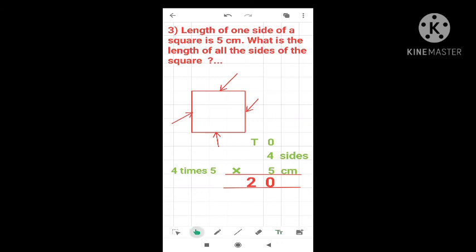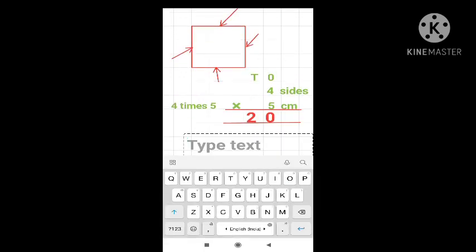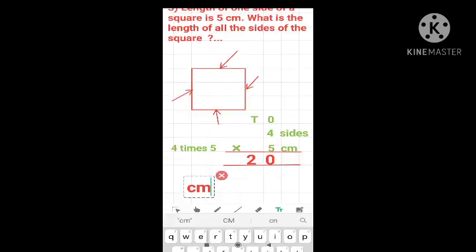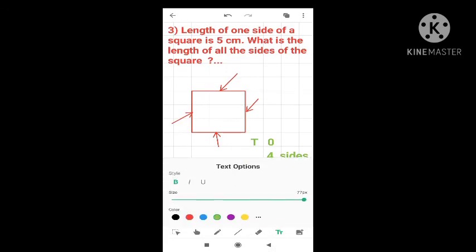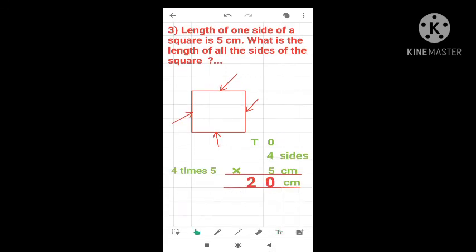So we have to find here the length of all the sides. It means here we need to write its unit, that is centimeter. So the length of all the sides of a square is 20 centimeter, or we can say the total of all the sides of a square is 20 centimeter.